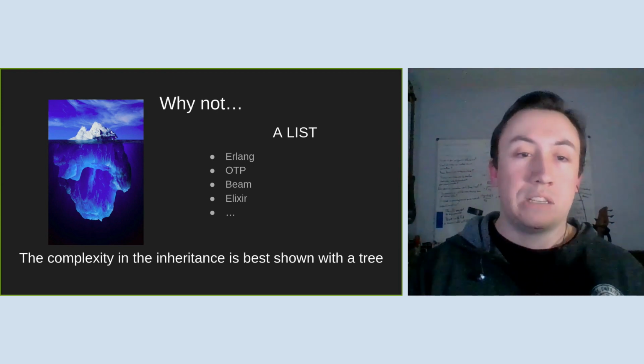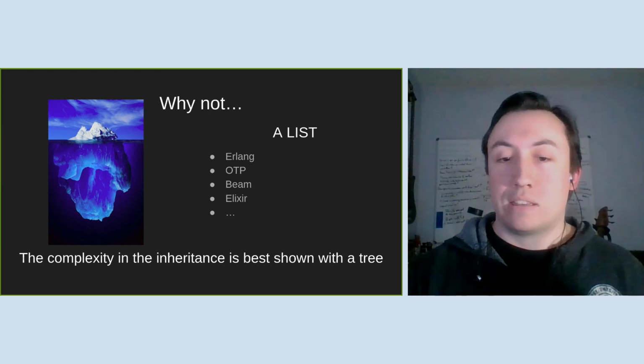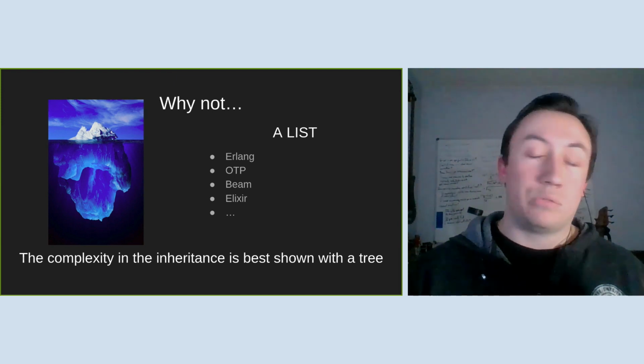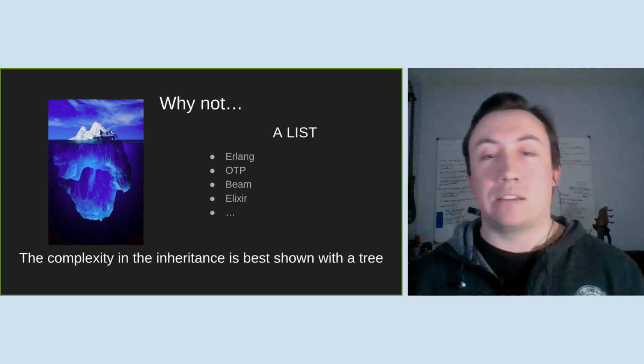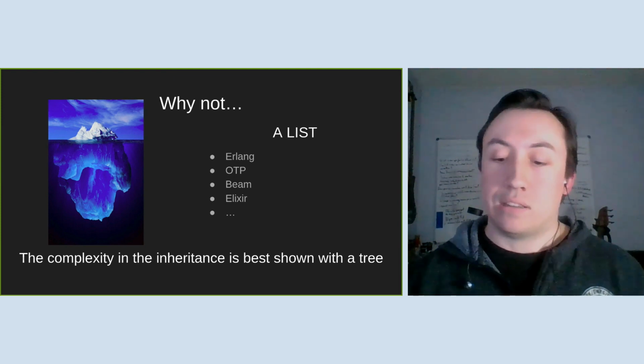elements, one can be the iceberg or list. But the complexity in the inheritance is best shown with a tree. And that's why I think the idea of tree was really great.